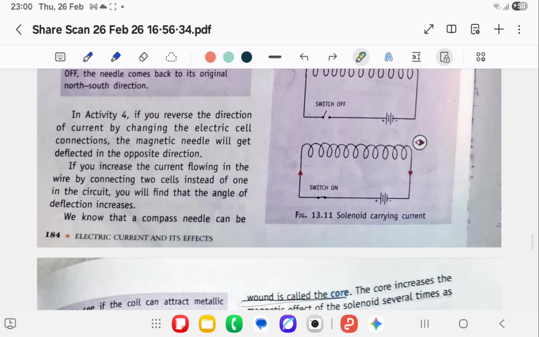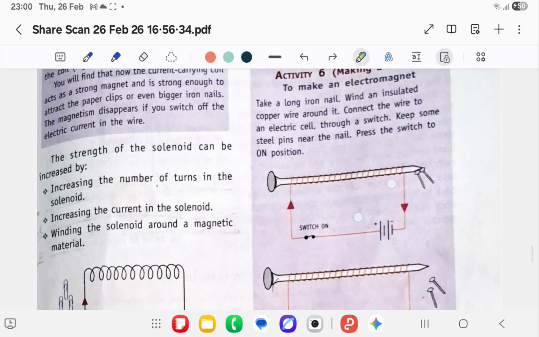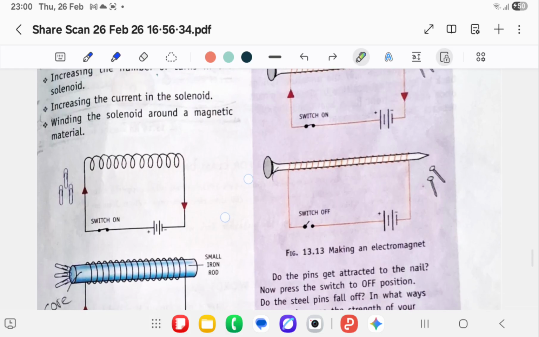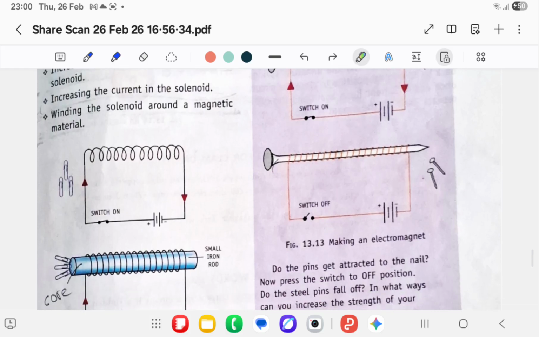Now okay, now let us see the setup of the solenoid, how the solenoid is seen. Okay, so this is your solenoid. What we have done, okay, earlier we have seen the electric circuit that was like this.